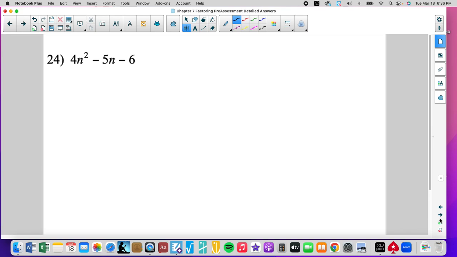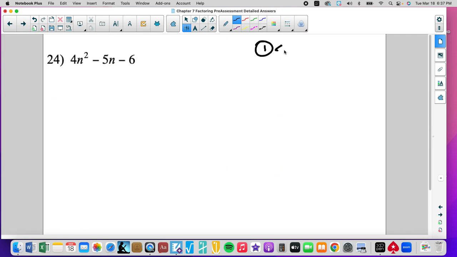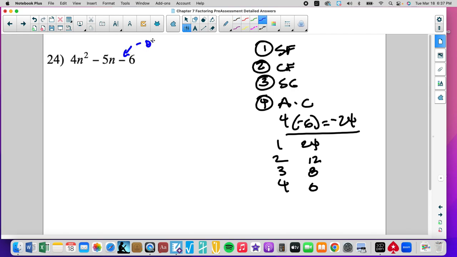Oh, I like this. They're very similar, very similar. Oh, look at that. They're just flipped. That will be interesting to see how our answer changes. Standard form, common factor, special case, a times c. So a is 4 this time, c is negative 6. We still get negative 24, 1 and 24, 2 and 12, 3 and 8, 4 and 6. Signs are still different, but this time the bigger is negative. So negative, positive, negative, positive.